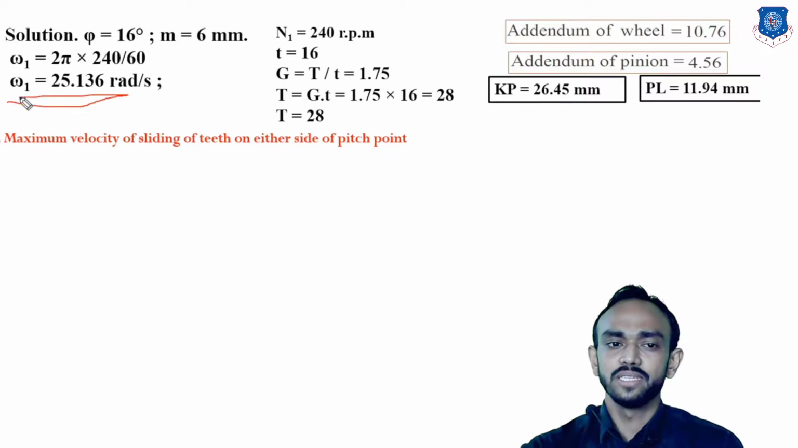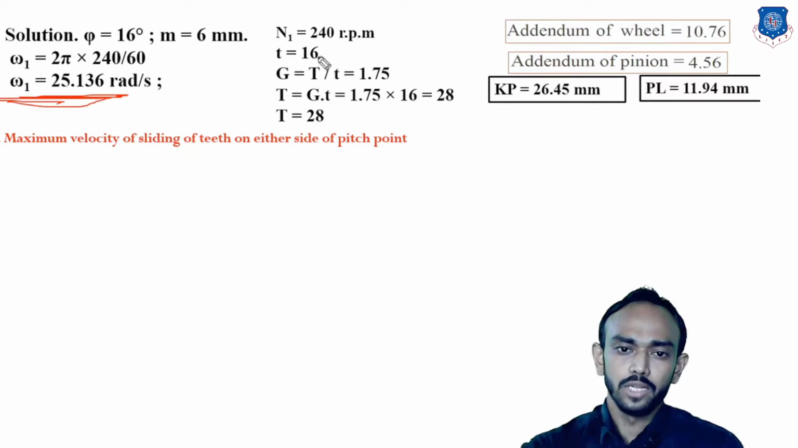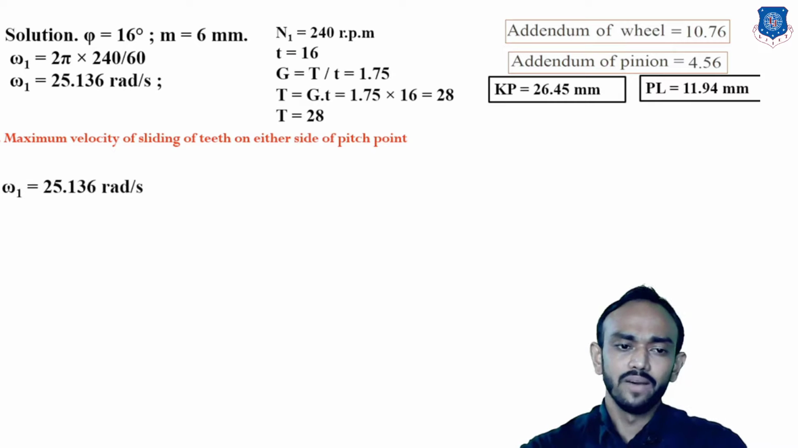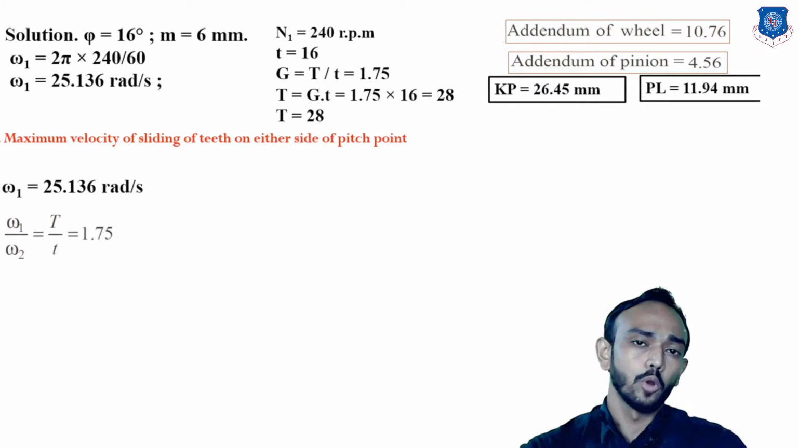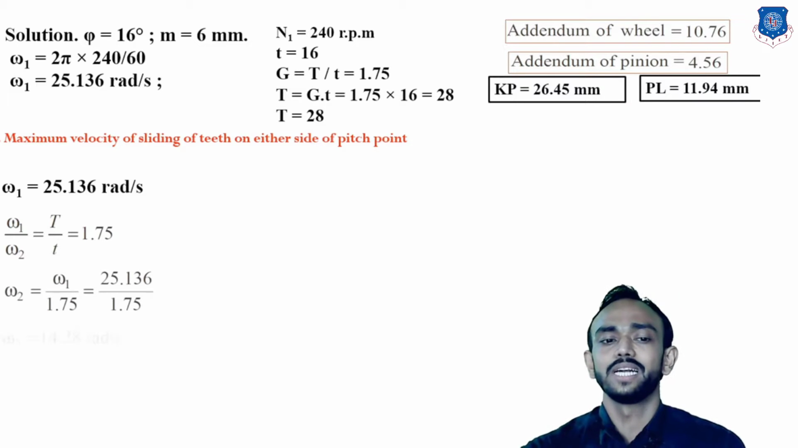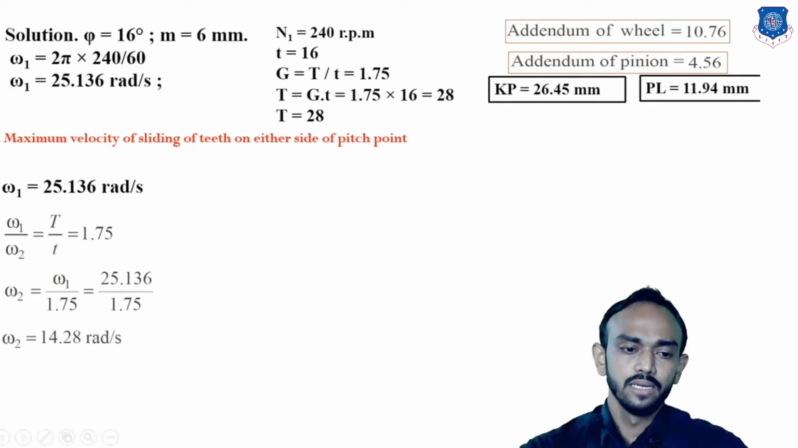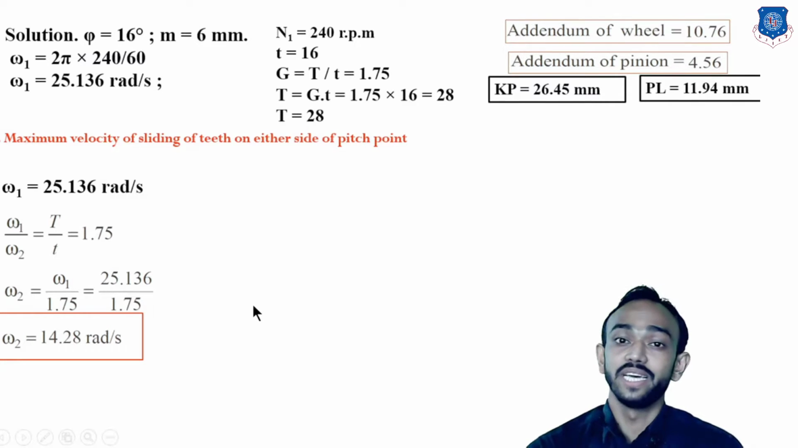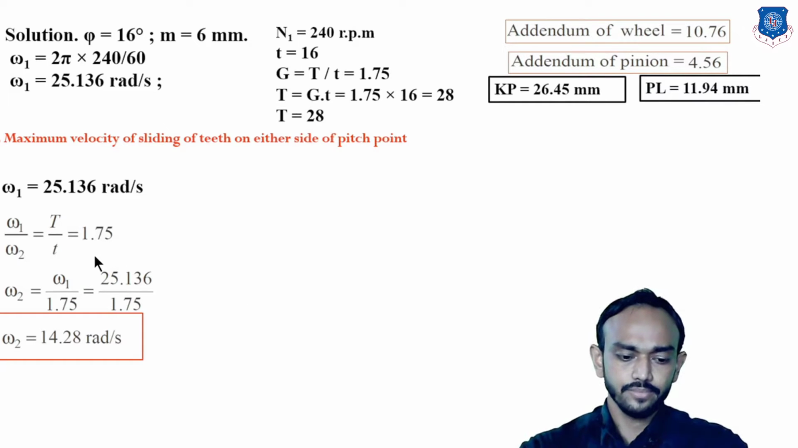We have given omega 1 here. Omega 1 is equal to 25.136, but using the gear ratio we will find omega 2. Omega 1 upon omega 2 is the gear ratio, capital T by small t, 1.75, so you can find omega 2, which is 14.28. We use the gear ratio because the gear ratio is a ratio of the teeth and also of the speed, inversely.